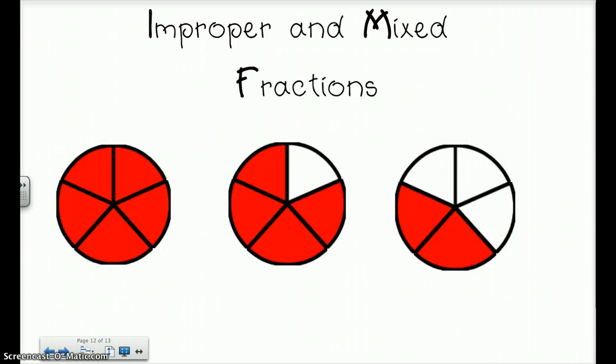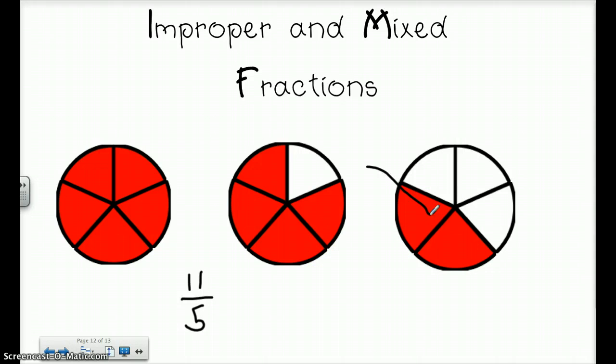Let's look at this one. This is cut into 1, 2, 3, 4, 5. So this is cut into fifths. How many do I have shaded in red? That's going to be my numerator. My denominator is still going to be 5 because each circle is split into 5 pieces. So I have 5, 6, 7, 8, 9, 10, 11. So 11 fifths is shaded in as my improper fraction because it's not very proper, because the numerator is larger than the denominator.